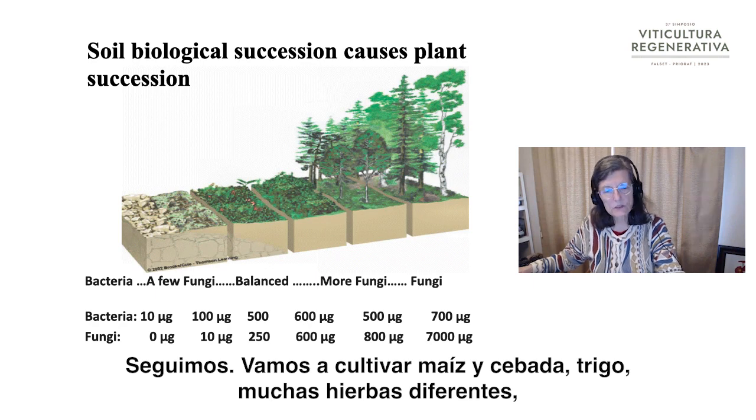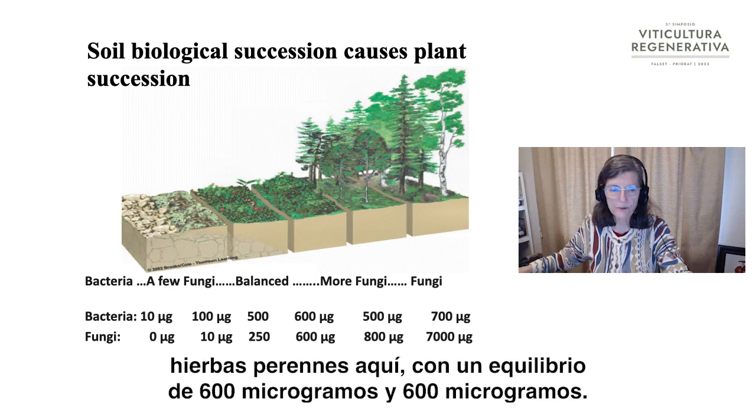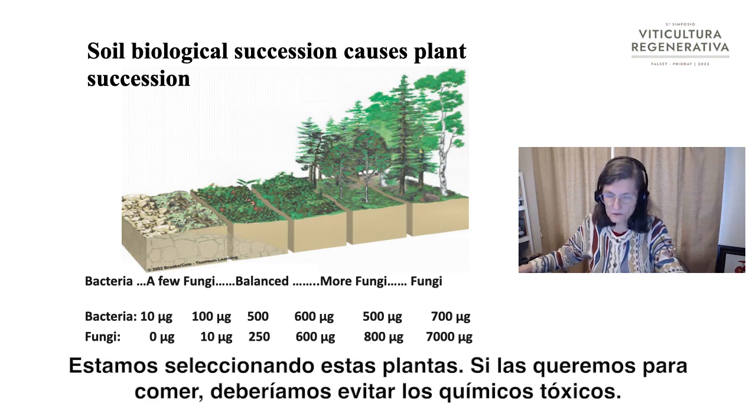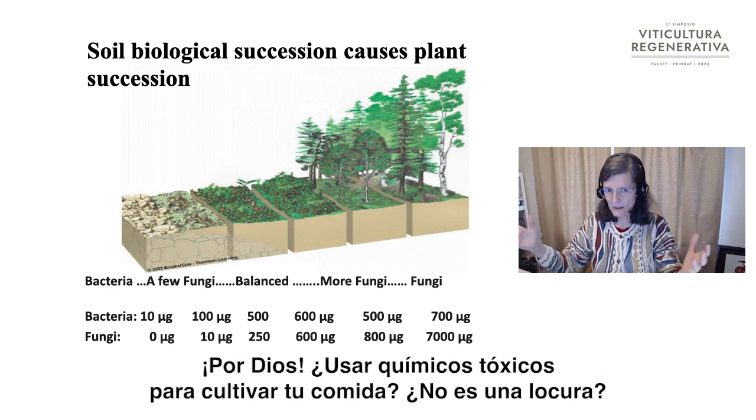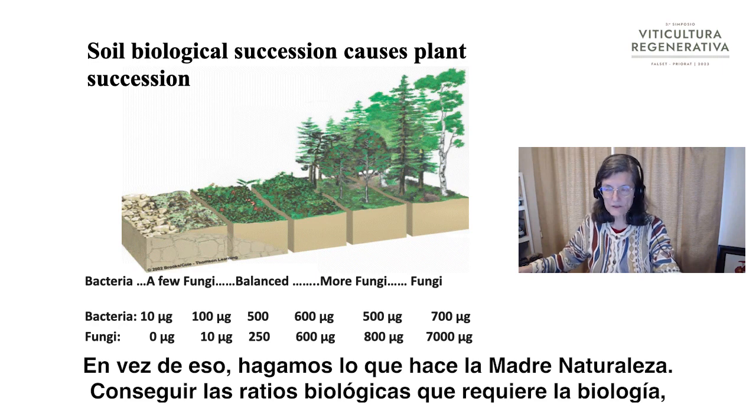Keep going. We go to row crops like corn and barley, wheat, lots of different grasses, perennial grasses in here, balanced 600 micrograms to 600 micrograms. You're selecting for those plants. If that's what you want to eat, then you might want to eschew the toxic chemicals. Gosh, using toxic chemicals to grow your food? Is that not insanity? Instead, go back to doing what Mother Nature does. Get the biology in the ratios that the biology requires.